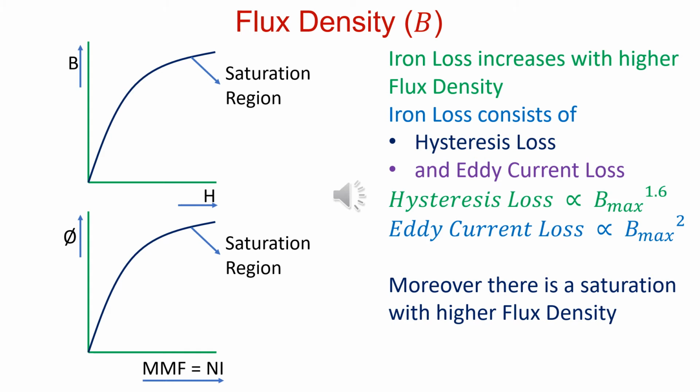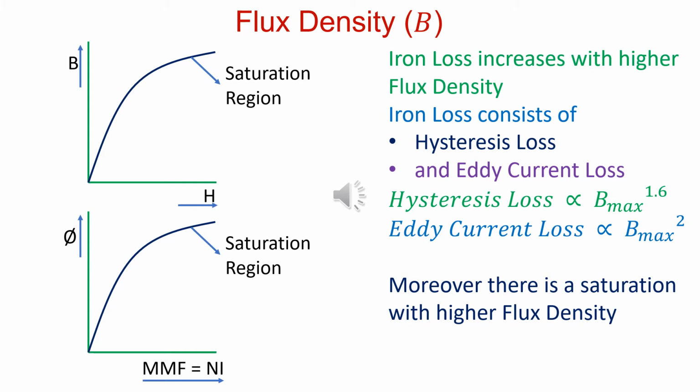Iron loss consists of hysteresis loss and eddy current loss. Both these losses increase with flux density. Moreover, there is a saturation in the flux density B. Let us multiply flux density with the area of flux path and H with length of the flux path. We get flux versus MMF curve.